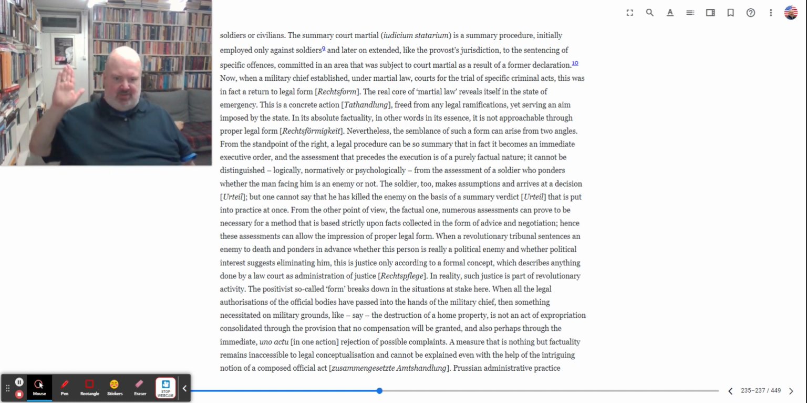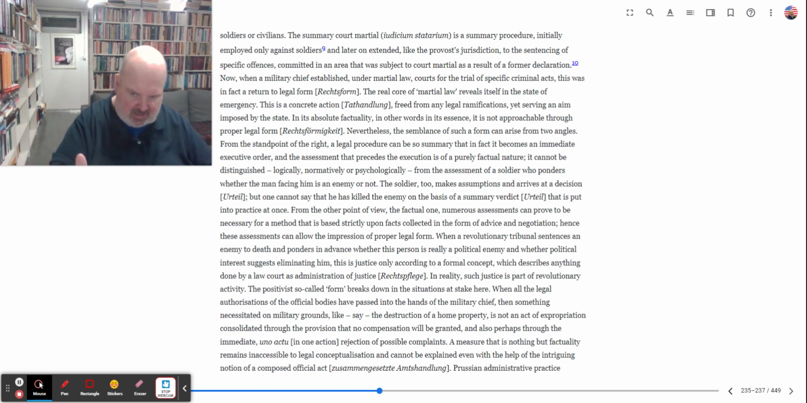I'm not going to complain. In other words, I'm doing this. The military ground is not doing it; he's doing this. In other words, the authorization to make this decision, I'm going to do it. I'm not going to worry about this. It is not an act of expropriation, consolidated through the provision that no compensation will be granted, and also perhaps the immediate rejection of any complaints, right?